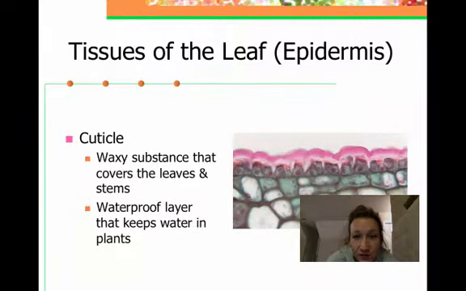The tissues of the leaf basically is going to be like the skin of the leaf. So our skin is called our epidermis. The leaf also has an outer skin called epidermis. The waxy part that covers the leaves and the stems is called the cuticle, and basically the function of that is to keep water inside the plant. It is waterproof, so it's sort of like a raincoat or an umbrella for the leaf and the stem.